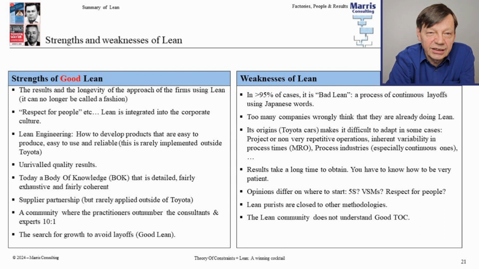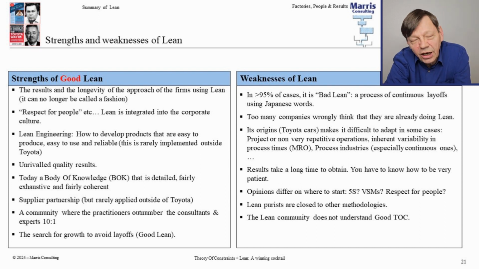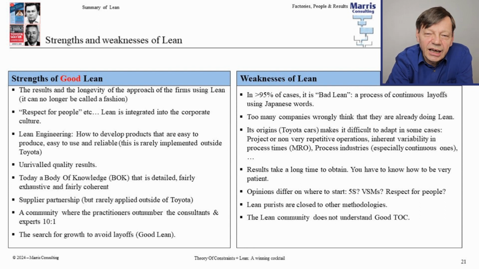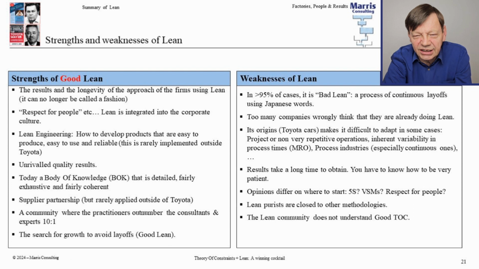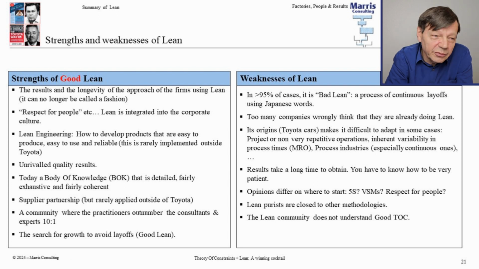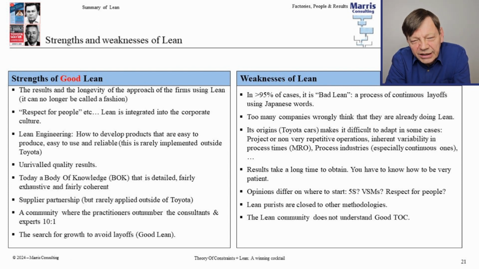Weaknesses of lean. 95% of cases are bad lean, a process of continuous downsizing using Japanese words, right? That's the problem with lean, is basically that there are so many bad lean examples that it's got itself a bad name, right? There's also the number of companies that think they're already doing lean when they haven't got 10% or maybe less than 1% of what really is involved in doing lean.